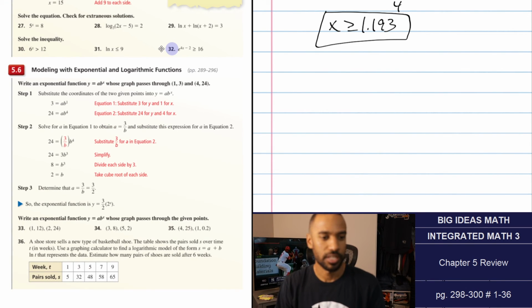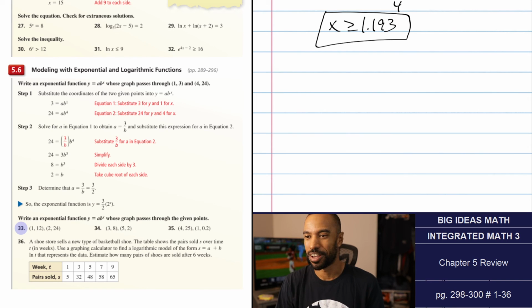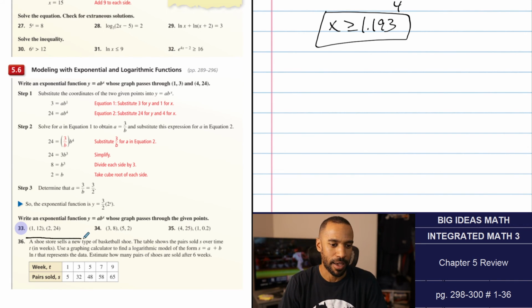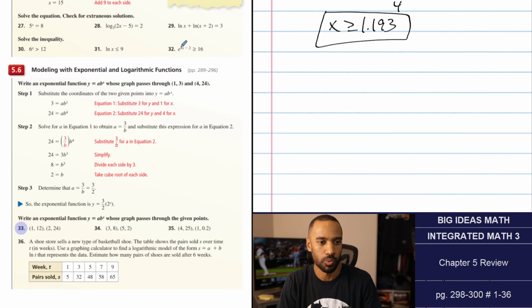All right, last section is section 5.6. This is on modeling with exponential and logarithmic functions. The section itself was tons of fun, am I right? Especially when we hit that last set. These first questions right here ain't bad, and they have an example that are like this to resemble it.